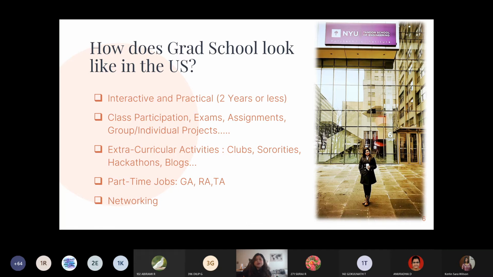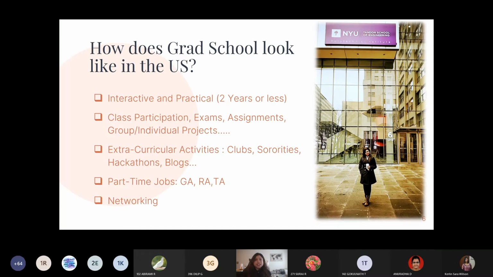The next thing, part-time jobs. Can you work here in the US on a student visa? Yes, you can. You can work for 20 hours a week. That's why it's called part-time. The rest 20 hours is for you to study. Usually grad school is in the evening.